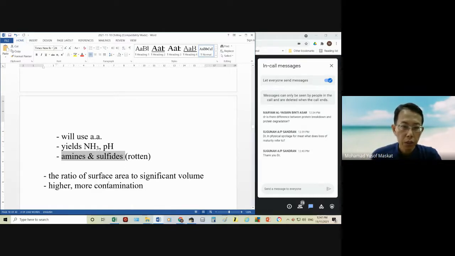So the ratio of surface area to volume is important. The higher the ratio of surface to volume, the more the risk of contamination, the more the possibility of contamination.